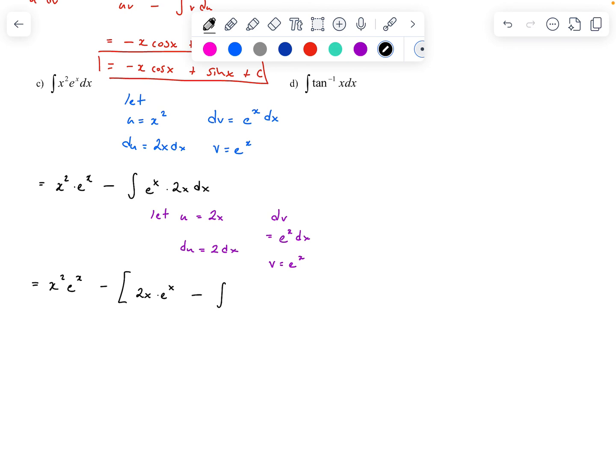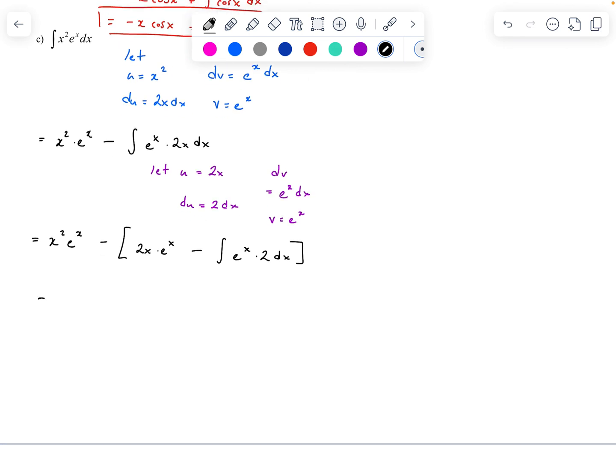minus the integral of v du. And now that integral, I can factor the 2 out of it. That's the integral of e to the x. That's easy. So this integral is x squared e to the x minus 2x e to the x. Negative negative makes this positive, and the integral of 2e to the x is 2e to the x plus c.